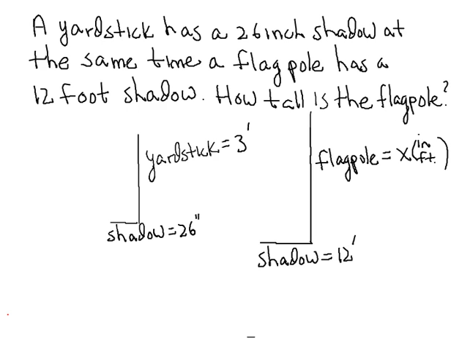Now the next example that we're going to consider that uses similar triangles is the following. We're told that a yardstick has a 26-inch shadow at the same time a flagpole has a 12-foot shadow. And we're asked to find the height of the flagpole. Now the first thing we need to assume, of course, is the yardstick is going to be placed in a vertical position, which is the way it is in the diagram.